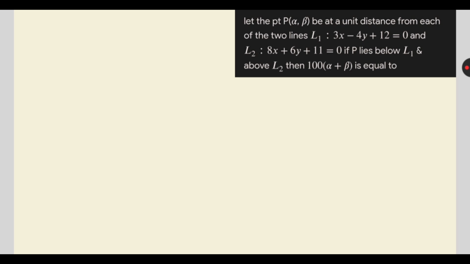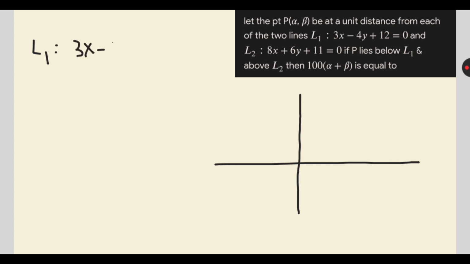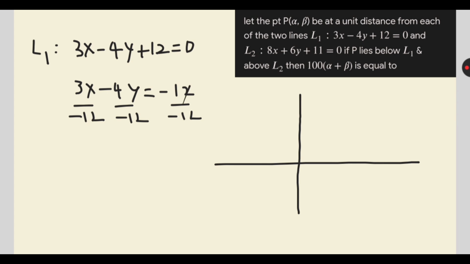First, let's draw the diagram. So x and y axis. And what they given? They given a L1 line, which is 3x minus 4y plus 12 equal to 0. How can you draw L1 line? If you want to draw the L1 line, first you need to find the x-intercept and y-intercept. So 3x minus 4y, that is equal to minus 12. If you divide all the sides by minus 12, then it is going to be 1. So the x-intercept is minus 4 and y-intercept is plus 3.